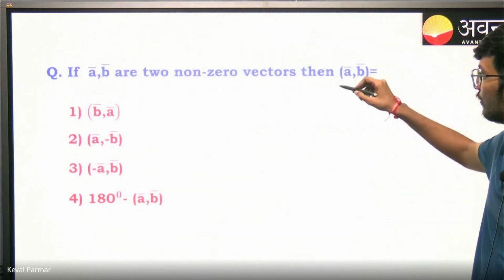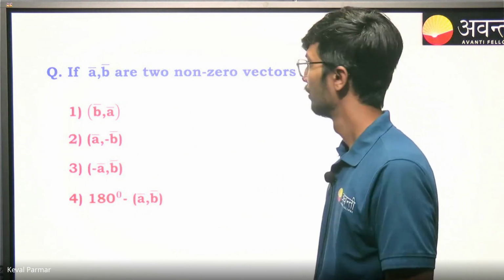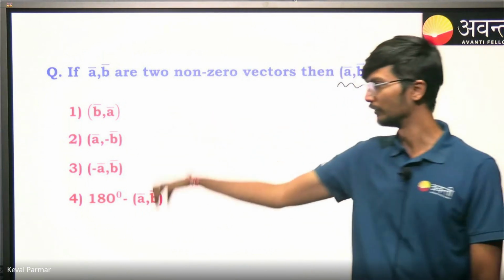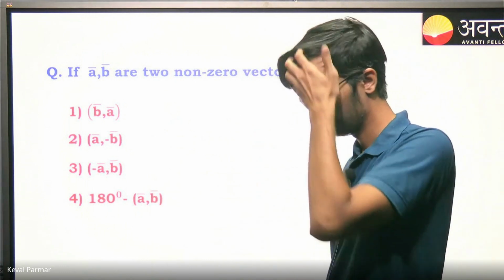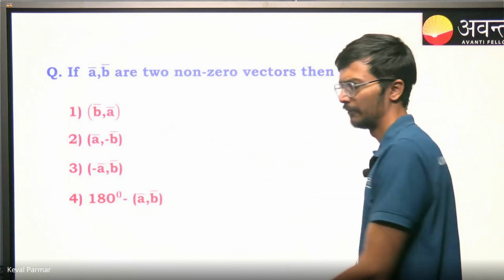What does this mean? This means the angle between A bar and B bar. So they are saying the angle between A bar and B bar will be equal to this. Come on, simple question. What will be the angle between A bar and B bar equal to?